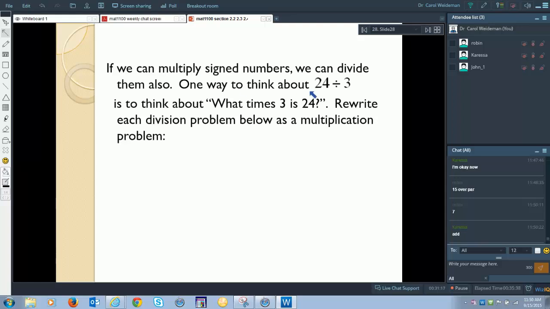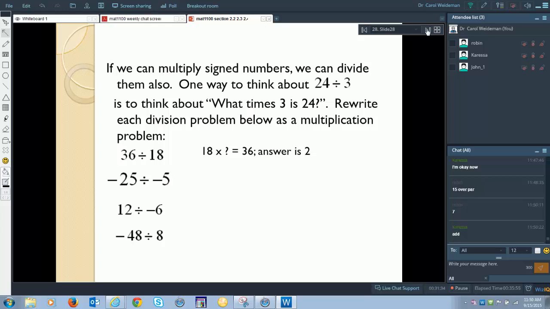And then if we multiply signed numbers, we can also think about this as division. So one way to think about 24 divided by 3 is, what do I multiply by 3 to get 24? So how can I change this one into a multiplication problem? What do I multiply by 18 to get 36? Now think about this one. What do I multiply by negative 5 to get negative 25? What would be the answer there? So what do I multiply by negative 5 to get negative 25? The answer is, anybody want to try that one?